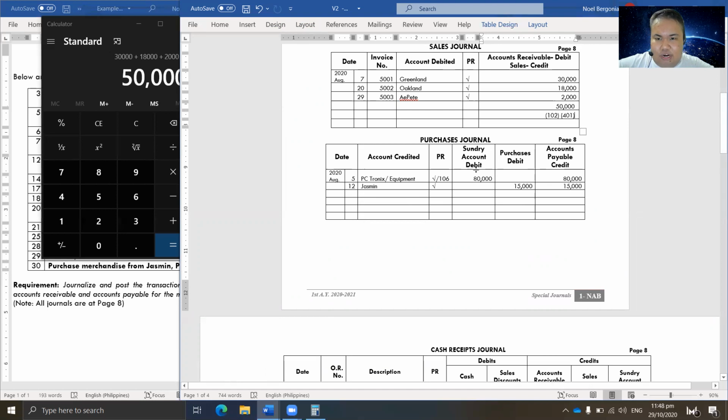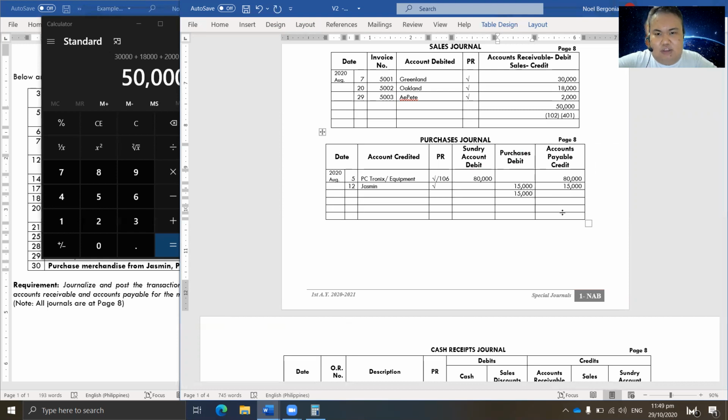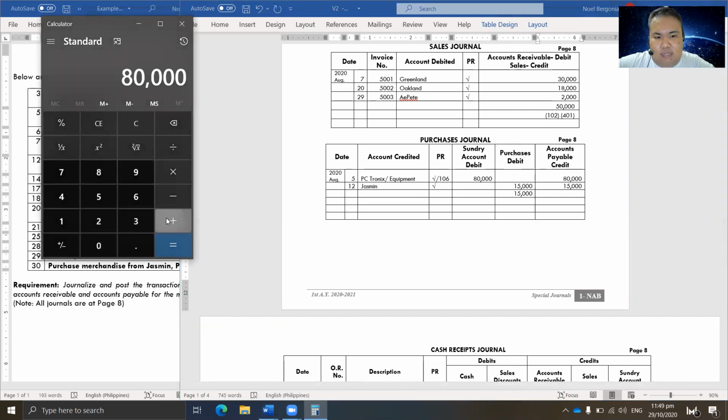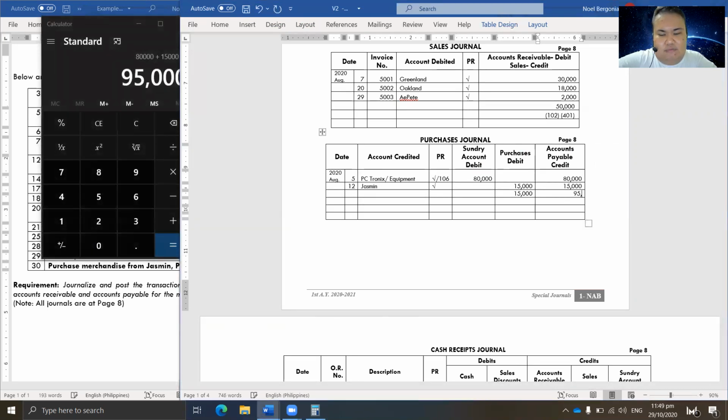Okay, next for the purchases journal, okay, we have the sundry. Remember, hindi na po kailangan na itotal yung sundry kasi nga po, we have already posted it immediately in our equipment. So no need for us to post it again kasi na-post na siya. So next would be purchases. So ang purchases natin dito is 15,000. Okay, yun yung total. And then your accounts payable has also 80,000. Okay, plus 15,000. So 95,000. So unahin po natin yung purchases na column.